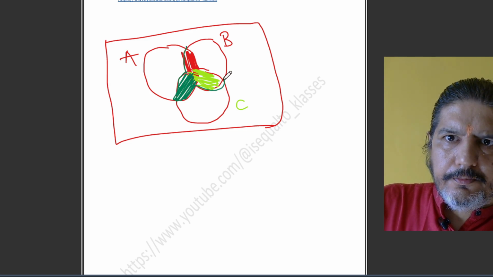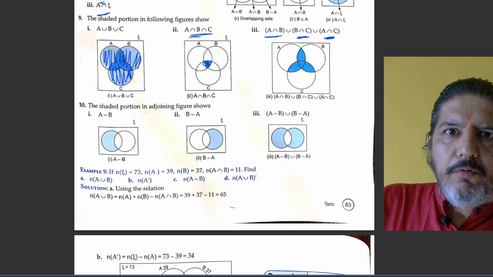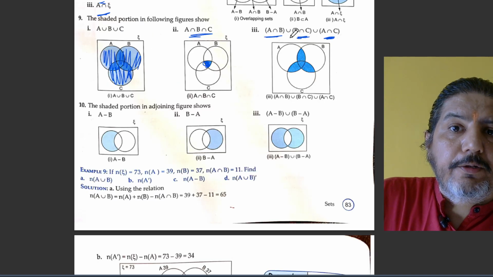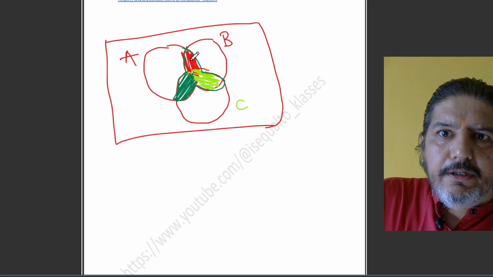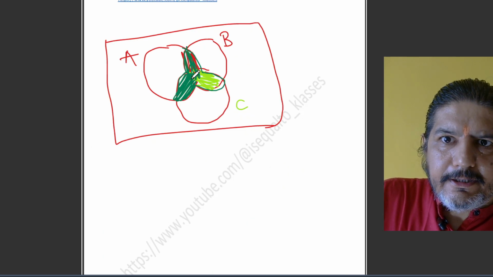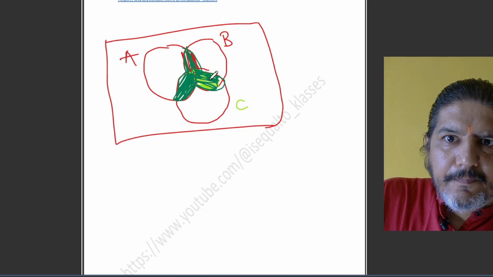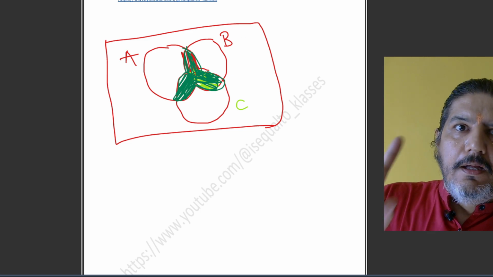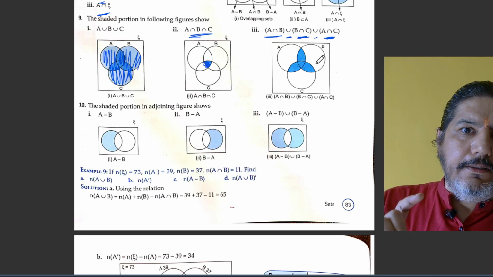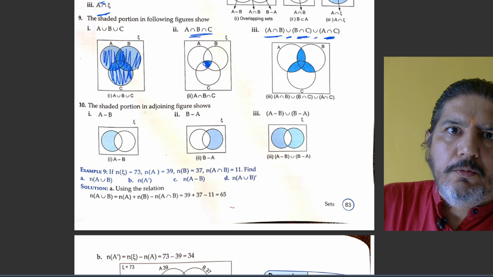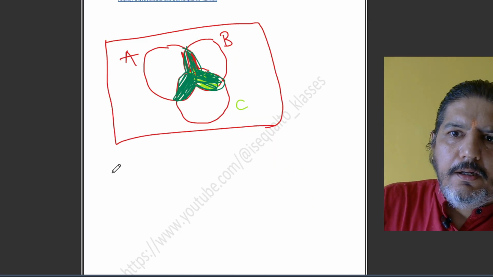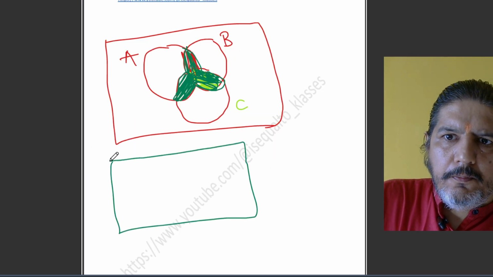Because what you are doing is you are taking a union. Because you are taking a union, that is why you will include all the three. But then there is an interesting thing that, if you want, you can really think it through.